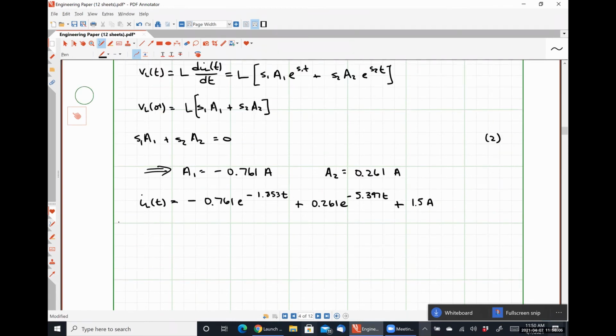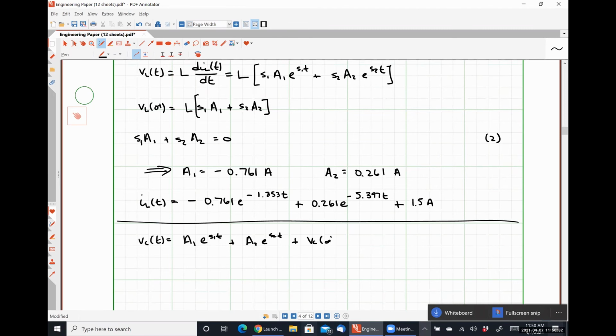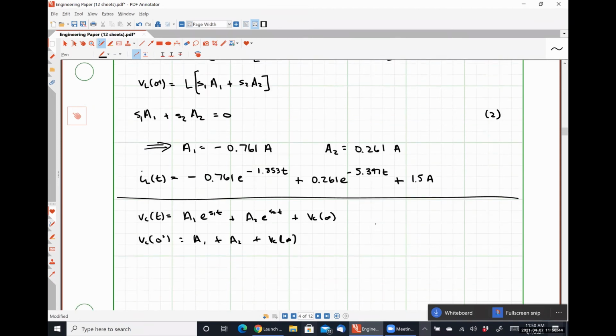for our capacitor voltage. Question, comment? Okay. All right. So capacitor voltage is going to be a similar process. VC of t is going to be A1e to the S1t plus A2e to the S2t plus VC at infinity, which means VC at 0 is A1 plus A2 plus VC at infinity. So VC at 0 was 12 volts, is equal to A1 plus A2 plus 18 volts, giving us A1 plus A2 is equal to negative 6 volts. For equation 1.